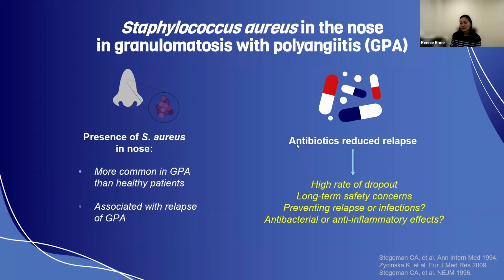In that trial, there was a high rate of dropout just from side effects of the antibiotic. There are a lot of long-term safety concerns about chronic antibiotic use and the development of drug-resistant bacteria. And there were some questions about the relapses that happened in that study. Many of the relapses were limited to the ear, nose, and throat area, and some wondered, were they truly relapses or were they just preventing infections? And then lastly, the antibiotic that was used is also thought to have some anti-inflammatory effects. So they wondered perhaps it's the anti-inflammatory benefit that led to this finding.